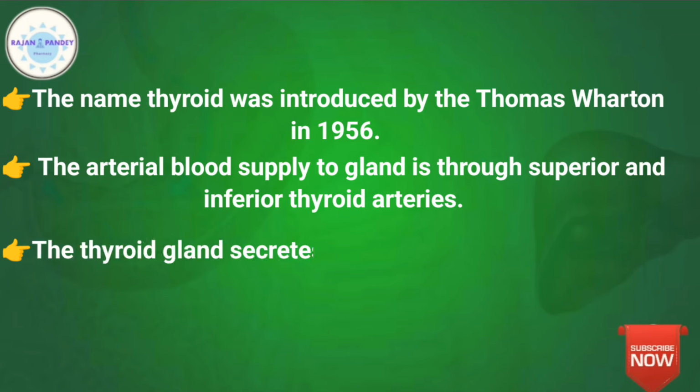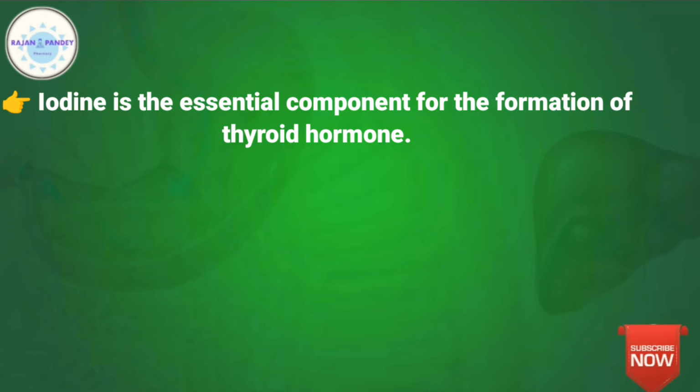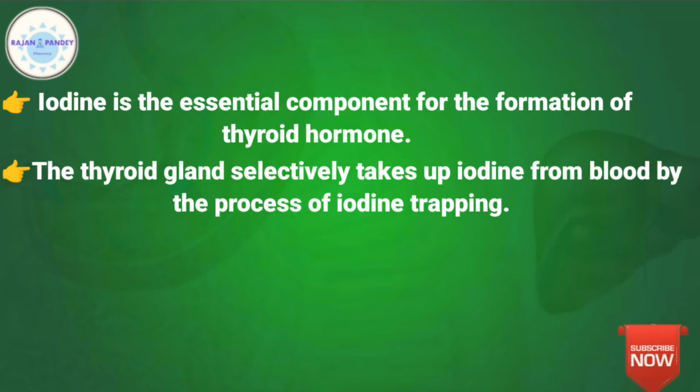The thyroid gland basically secretes three hormones, which are triiodothyronine, tetraiodothyronine, and calcitonin. Iodine is the essential component for the formation of thyroid hormone. That's why in the case of thyroid abnormalities, doctors prescribe that you consume iodized salt in your daily life. The thyroid gland selectively takes up iodine from blood, a process called iodine trapping.